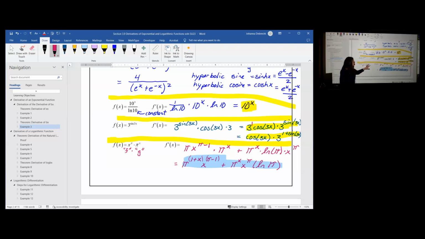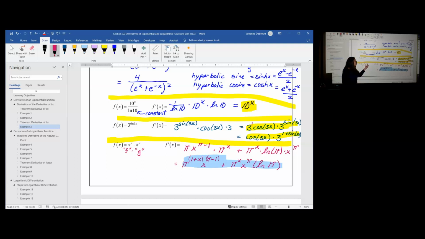Finally, we want to look at this problem at the bottom. We have a power function, x to the pi, which means we'll do the power rule. Remember, the power rule works as long as the power is a real number. Pi is irrational, but it is real.